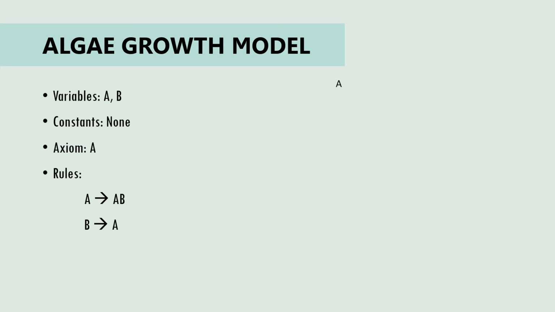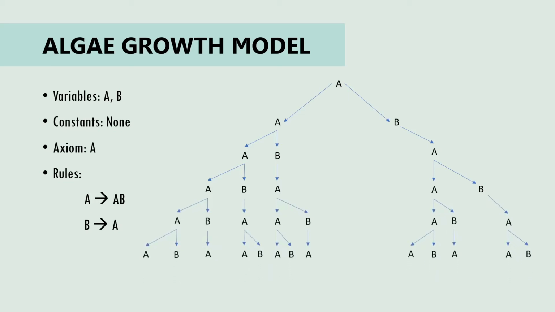On our first iteration, which we will call generation 1, we have to follow the rule and replace A with AB. For our second generation, we will replace A just like how we did previously, and then replace our B with A. For our third generation, we replace all our A's with AB, and replace all our B's with A. We continue doing this for the succeeding generations. After 5 generations, this is what the algae growth model looks like.